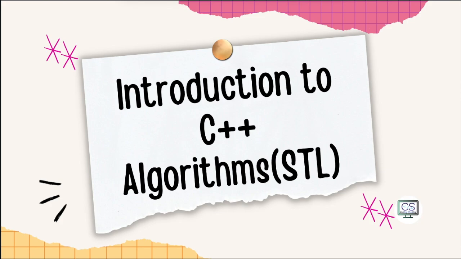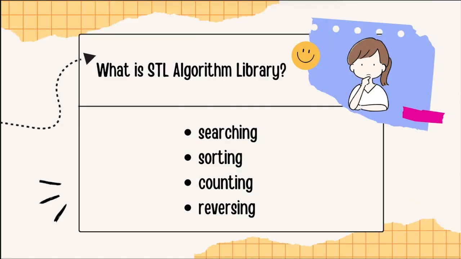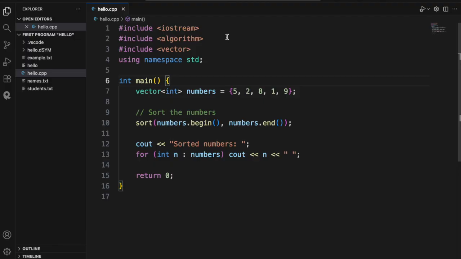In today's video, we are diving into the world of STL algorithms, built-in functions that make your code shorter, faster, and cleaner. By the end of this video, you'll be using sort, find, and many more like a pro. The C++ STL provides ready-to-use algorithms for searching, sorting, counting, reversing, and much more, so you don't have to write everything from scratch. This program here sorts the numbers with the help of an STL algorithm.